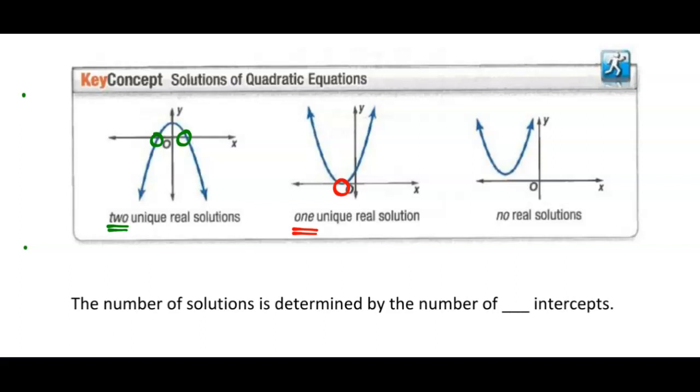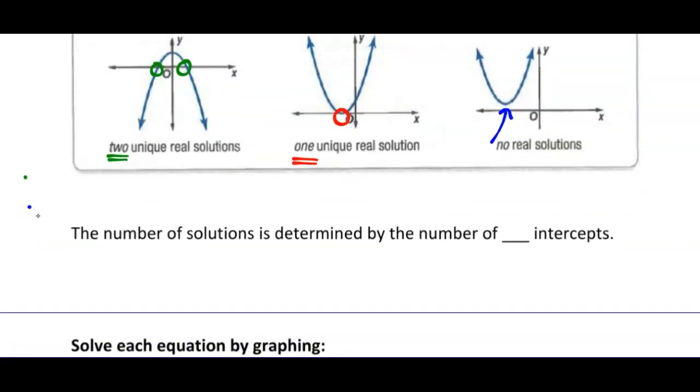What do you notice? This never hits the axes. This right here never hits the x-axis. So what's the pattern? Do you see it?